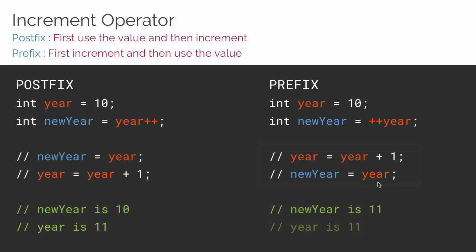So in the output, if we are going to print it, newYear will be 11 and also year will be incremented by 1 to 11. So just remember, in case of prefix, we first increment it and then use the value. But in case of postfix, we first use the older value and then increment it by 1.